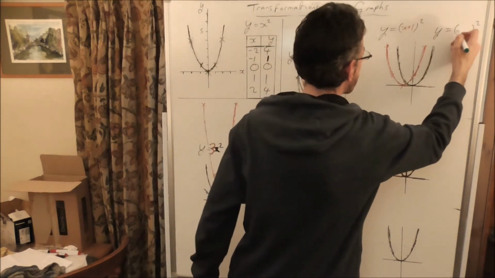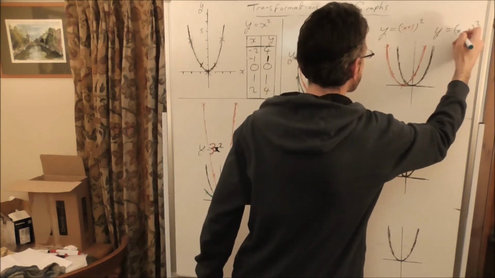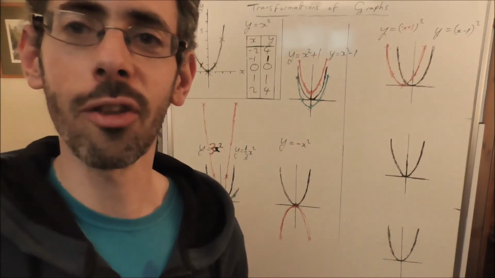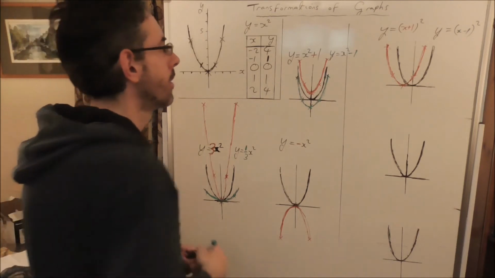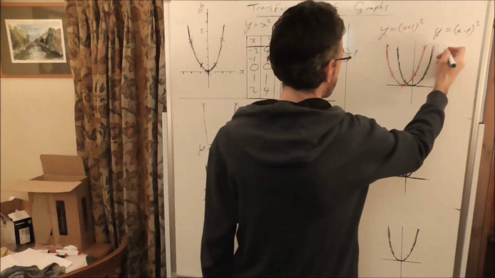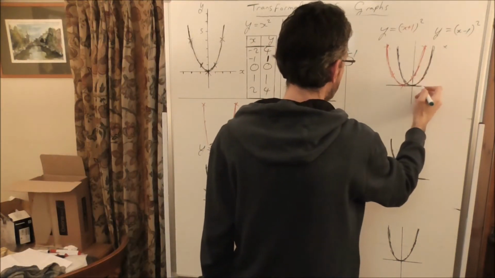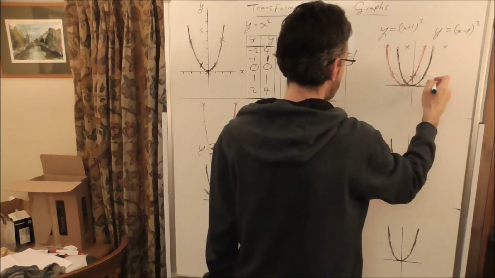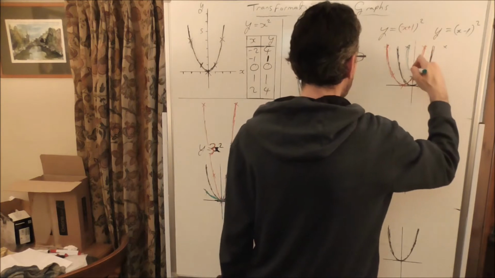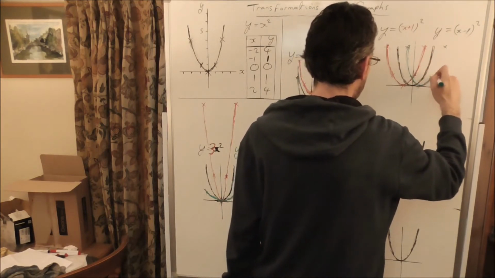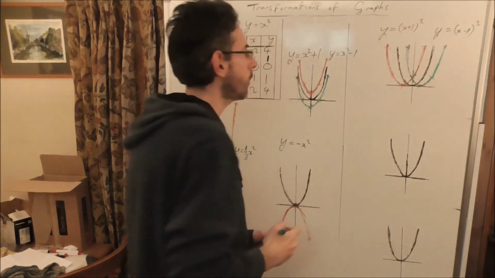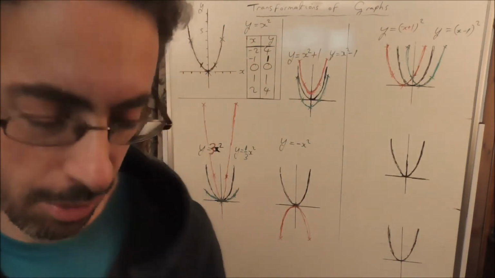So if I were to replace x with x minus 1, what effect would that have on the graph? That's right, it would move one place to the right, not left. So this point would move one place to the right, and so would every other point. So it would be a translation of the original graph, one place to the right. So again, the opposite of what you might expect.